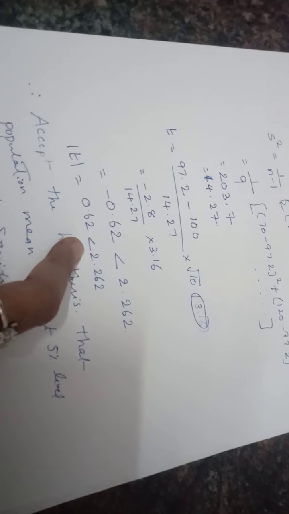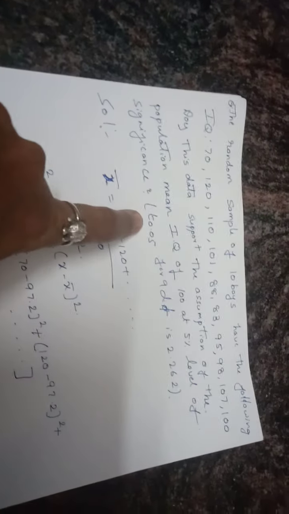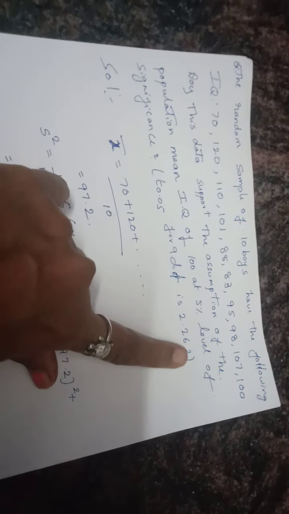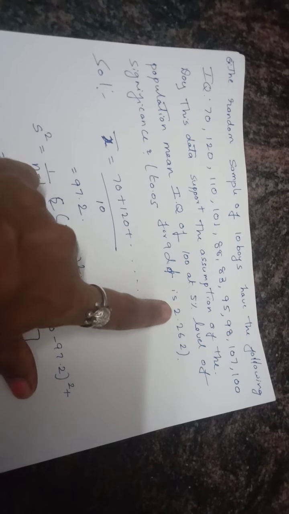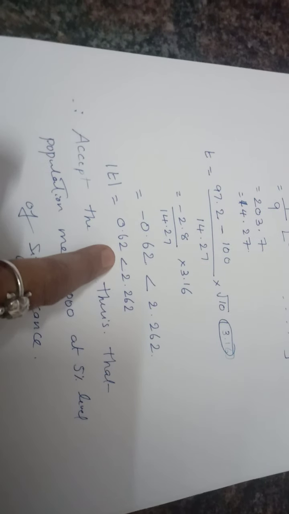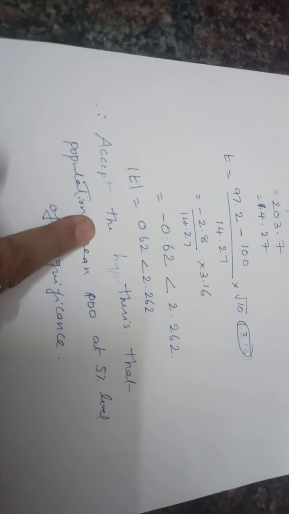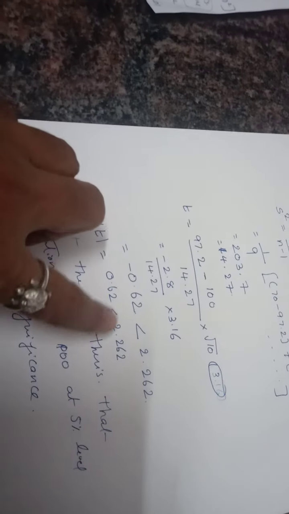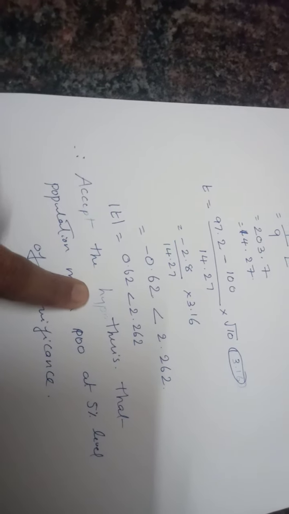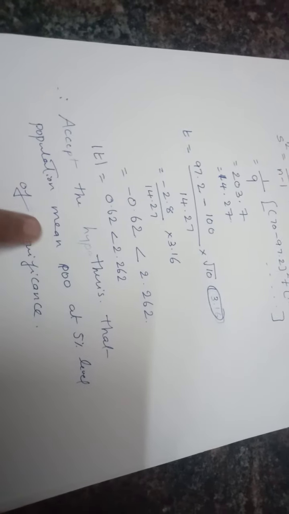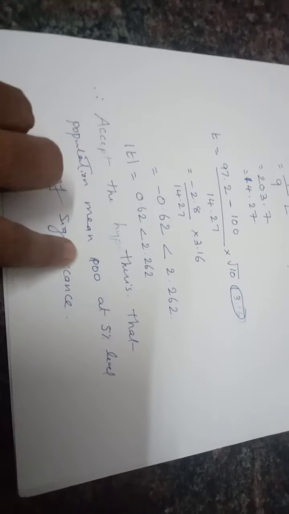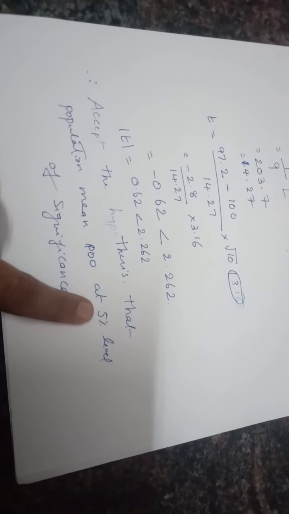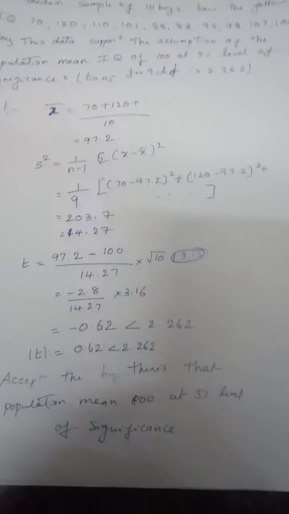The value we got is less than the table value of t, which is 2.262. Therefore, the value we got is less than the table value, and in the less than case we accept the hypothesis. Just remember from the previous problems also: in the less than case always accept the hypothesis, and in the greater than case we reject the hypothesis. So we accept that the population mean IQ is 100 at 5% level of significance. So this is the method to solve the single mean problem.